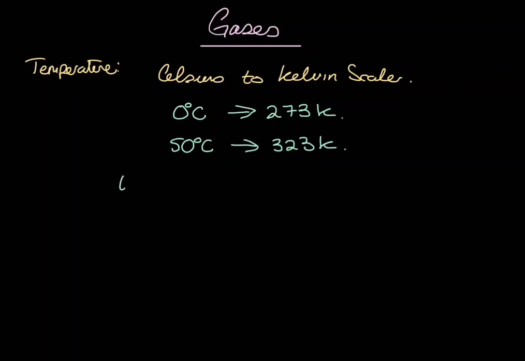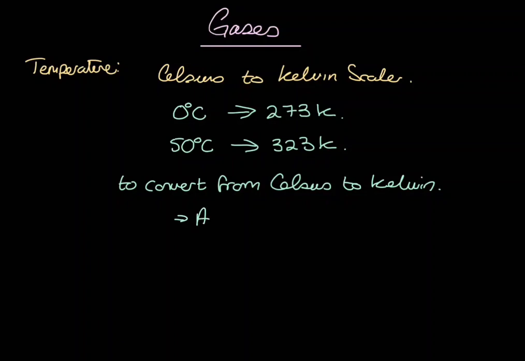Okay, so to convert from Celsius to Kelvin, all you have to do is this: add 273, and that's it. Just like 0, convert to Kelvin. I added 0 plus 273, and that gave me 273 Kelvin. 50 plus 273 gave me 323 Kelvin.